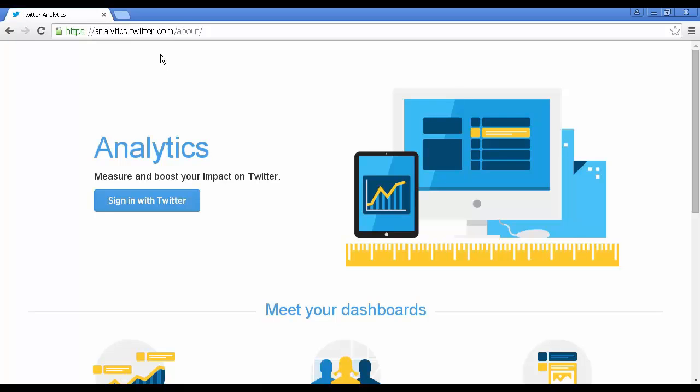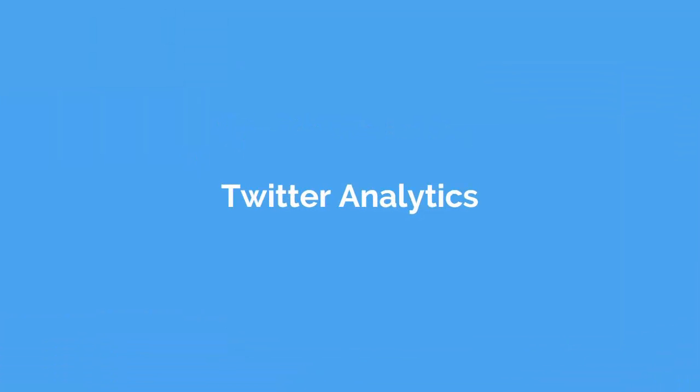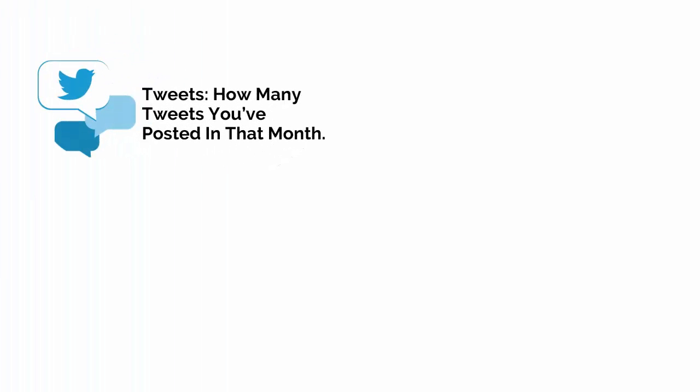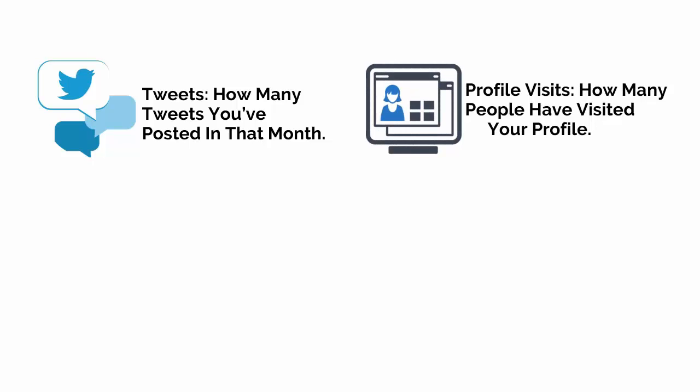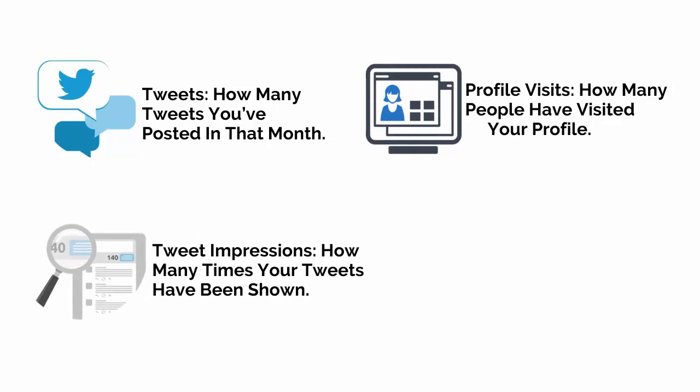While it's not a separate app or tool, Twitter Analytics is a very powerful force multiplier that belongs in your strategy and which can greatly enhance your effectiveness. To find Twitter Analytics, simply go to analytics.twitter.com/about. From here, you'll be able to log in and find your account statistics, and these will show you how you've been performing over the past month. These include tweets, how many tweets you've posted in that month. Tweet impressions, how many times your tweets have been shown.